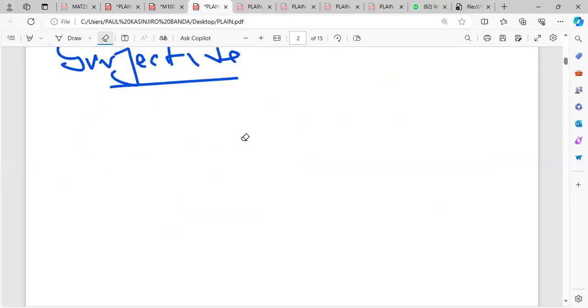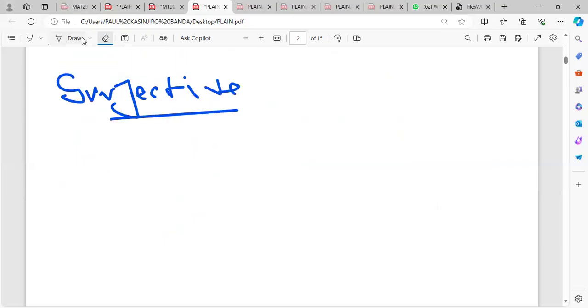Okay, so surjective, you can define it in many ways anyway, but a surjective function is simply a function where the element in the second set, or in the output set of the function, how should I say it? A surjective function is a function where each element in the second set is the output of the function when an element from the first set is used as an input to the function.